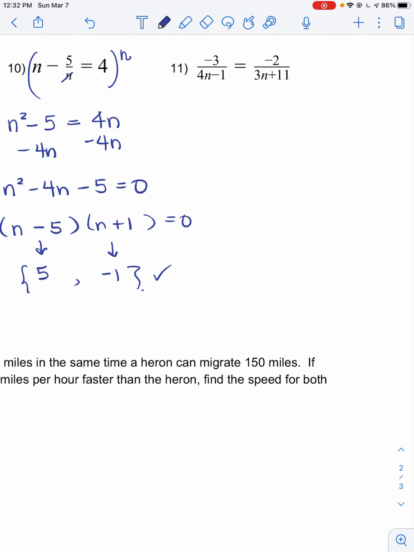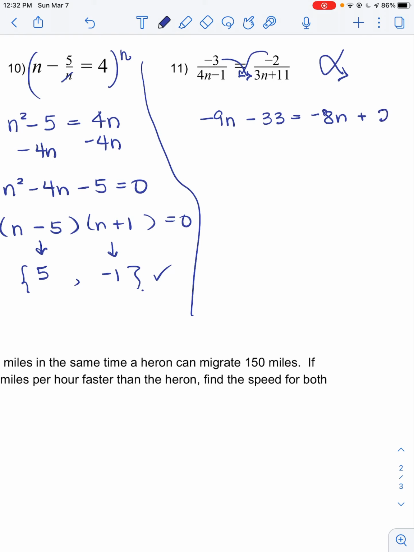With 11, it's ever so slightly different. Again, I could do the LCD thing, but I could also, because this is a proportion, just run cross products, which I think is a little bit easier. So when I multiply 3 times 3n plus 11, that's -3, sorry, I'll get -9n minus 33. -2 times that denominator gives me -8n plus 2.